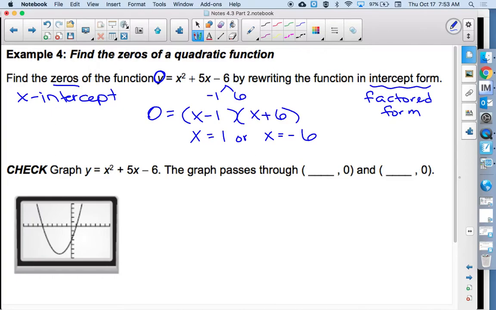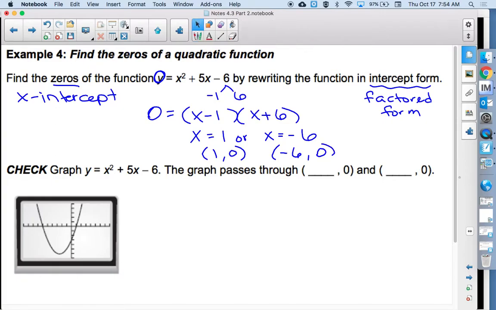However, this one says to find the zeros. So I can't leave my answer like this. This is the only difference: it's how you write your answer. Because I'm finding an x-intercept, my answer needs to be (1, 0) and (-6, 0). We're going to graph this in the calculator, even though there's a little picture here. I want to show you how you can use the calculator to find this as well.